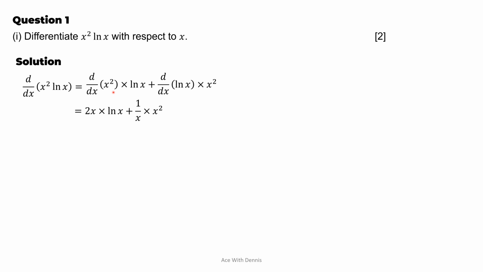So when we differentiate x squared, we get 2x. When we differentiate ln x, we get 1 over x. And the result will be 2x times ln x plus 1 over x times x squared. Then we simplify, we get 2x ln x plus x.